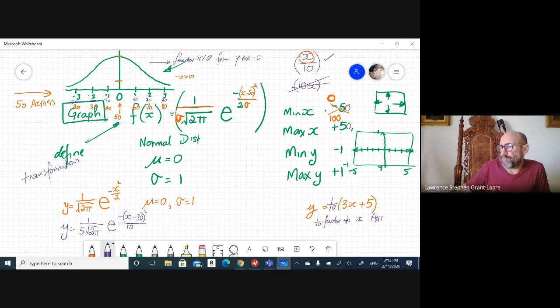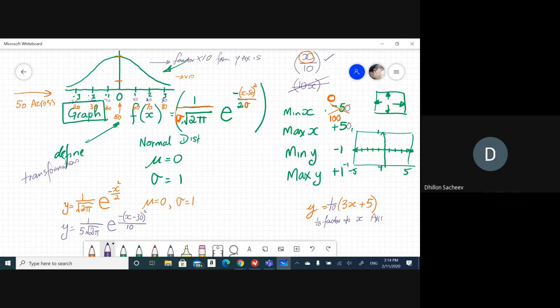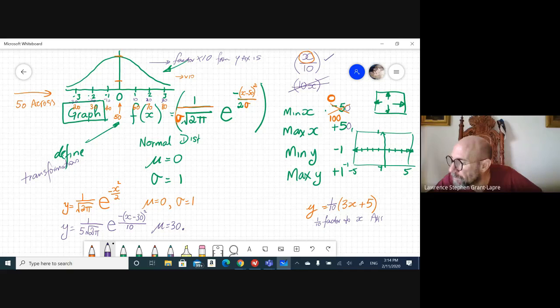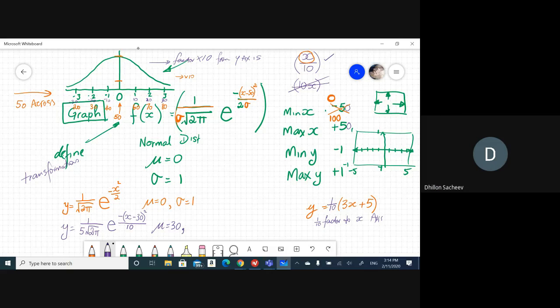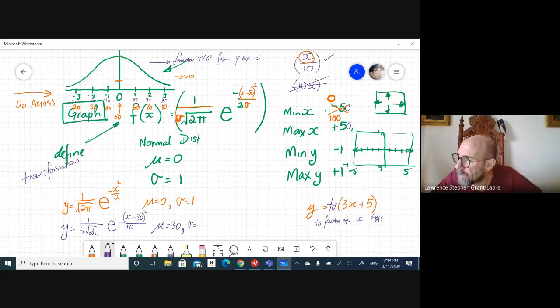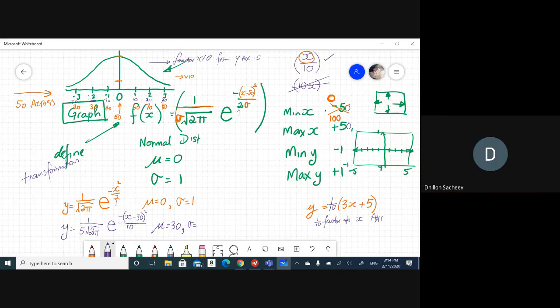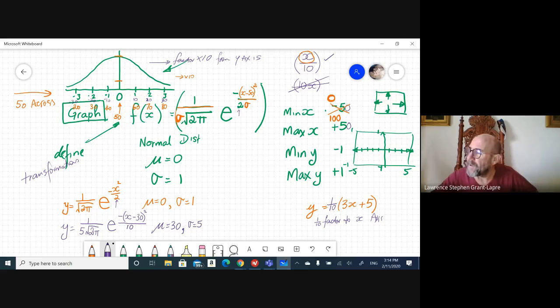What is that? Normal distribution, but the mean is 30. The mean is 30, yes. Standard deviation is 10. Close. Don't forget that 2 was already there. Oh, 20. No. Oh, 5. 5 is correct. Okay.